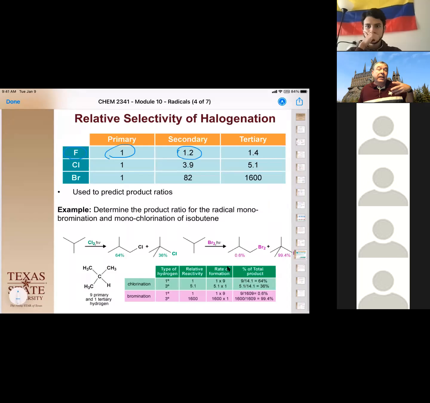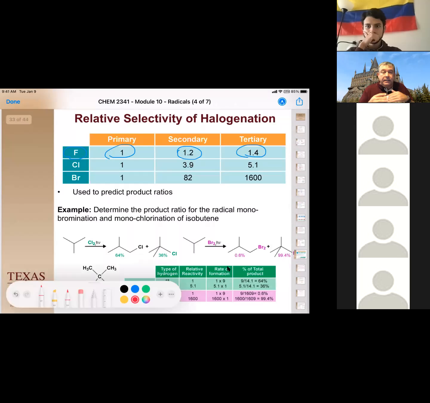So that means for every 10 primary radicals you create 12 secondaries. So it's very little selectivity there, and tertiary is about 14. So those are all about the same order of magnitude. Okay, chlorination is a little bit different because it has a different heat of abstraction.